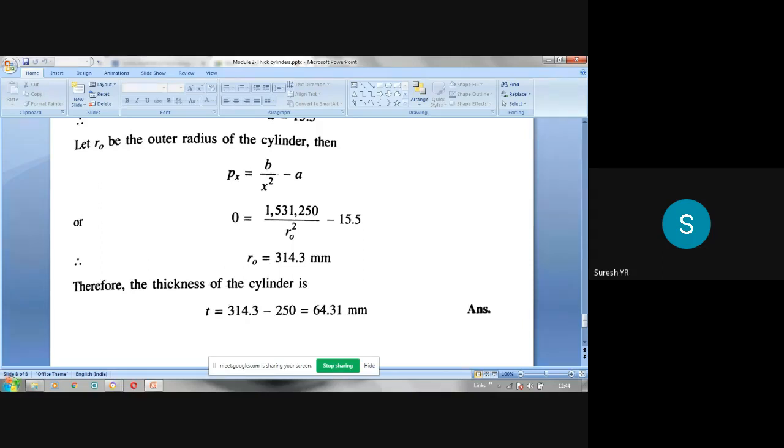R.K. Bansal book has thin cylinder also. Actually, thin cylinder I had explained from that book only. If you remember, thin cylinder I had explained from the R.K. Bansal book only. But thick cylinder I explained from a different book. This I am finding easy. That's why I took this one.